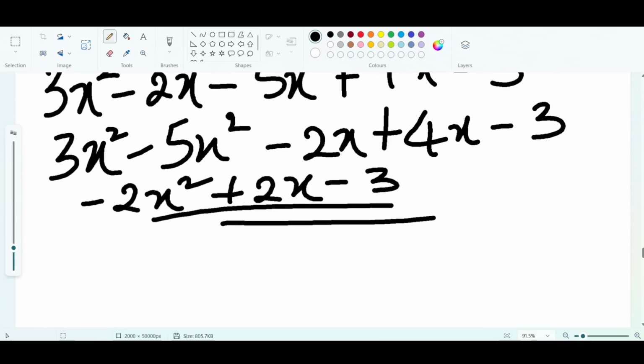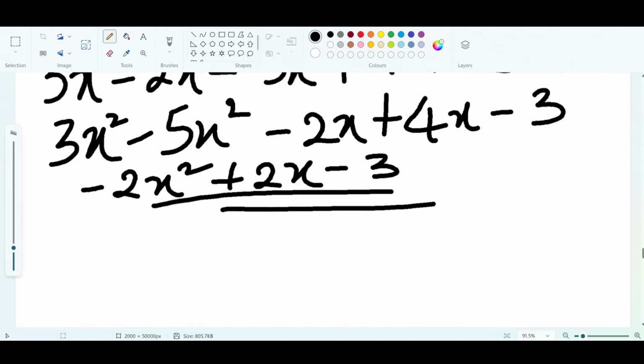So for addition to take place, what we do is we collect the like terms, the terms that are the same. If they have the same variable, which is x, and they also have the same power, that is when we know that they are like terms. That is when we will be able to add them together. If they don't have the same power, we cannot add them together.